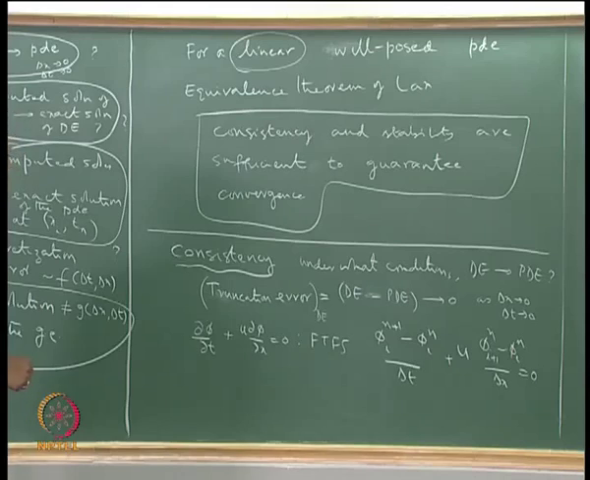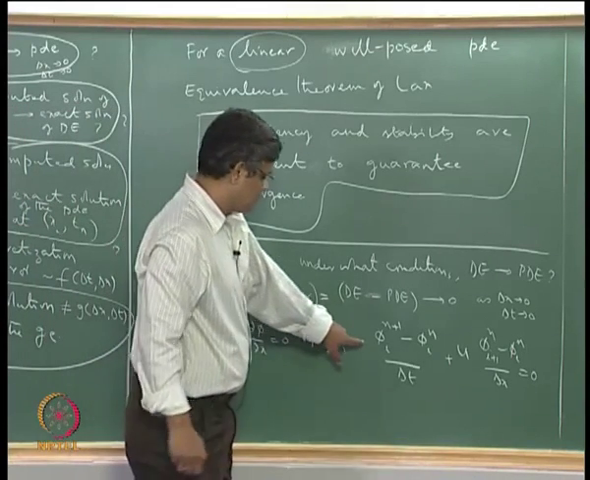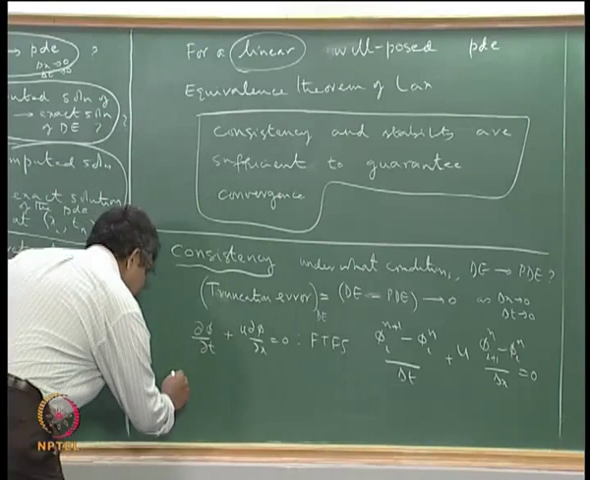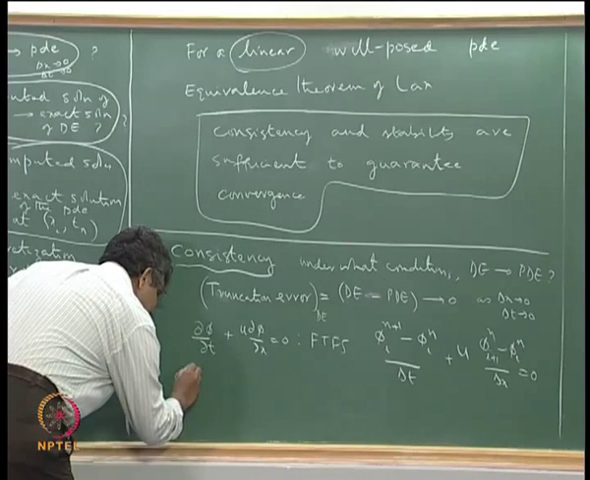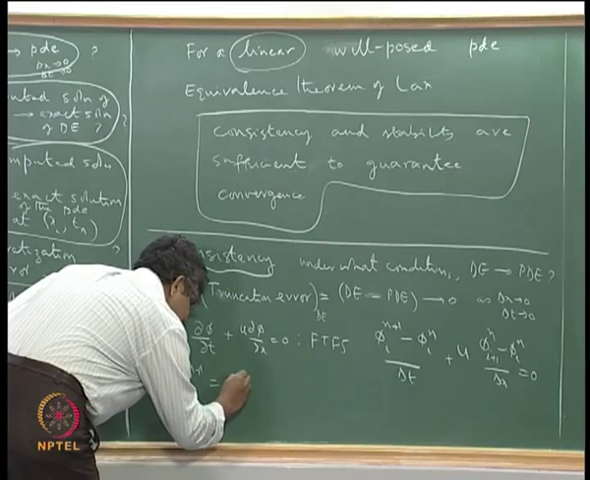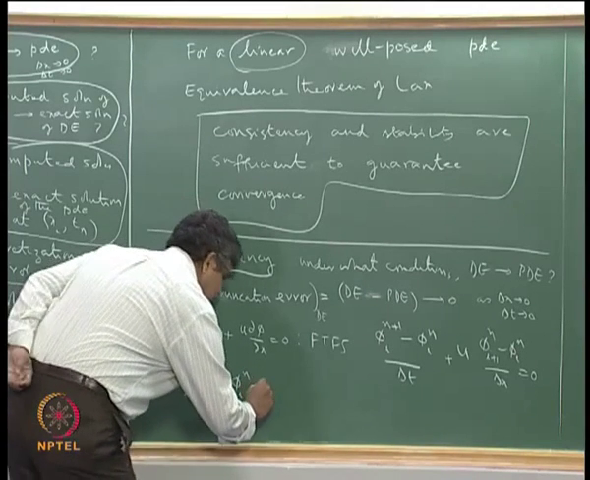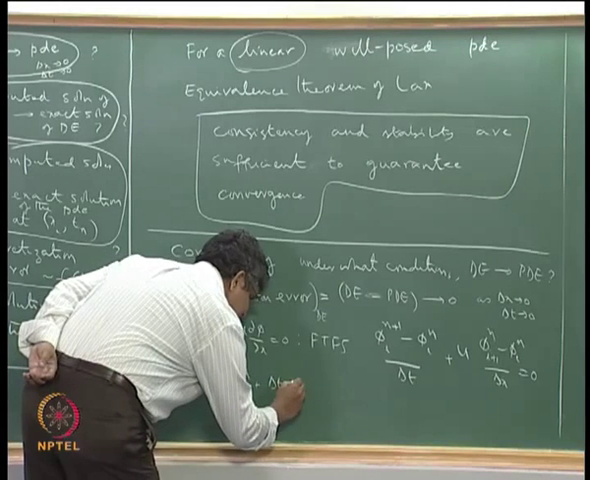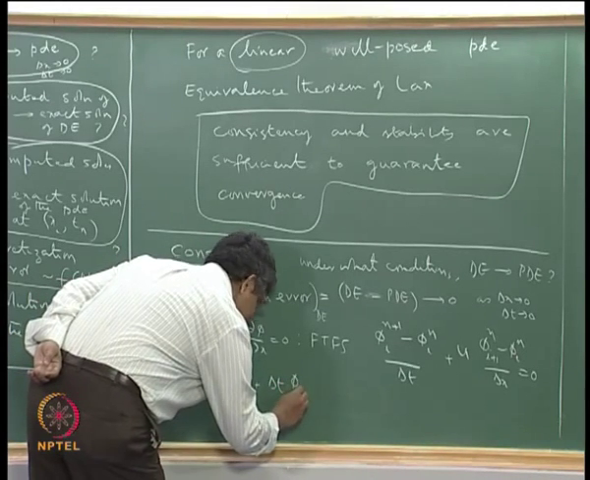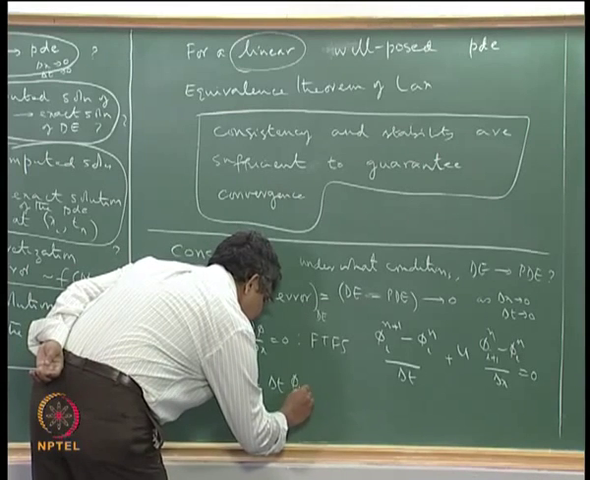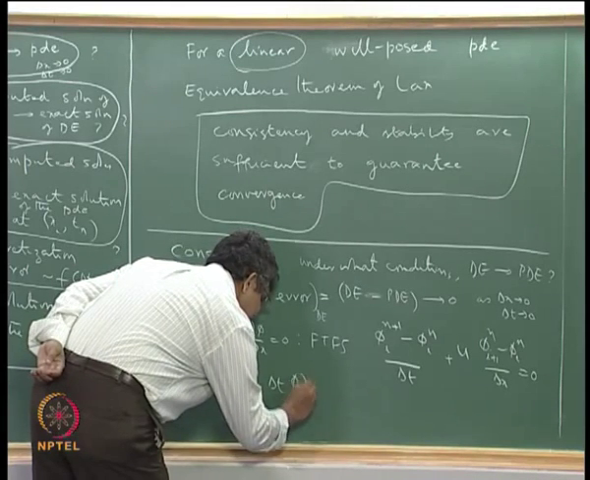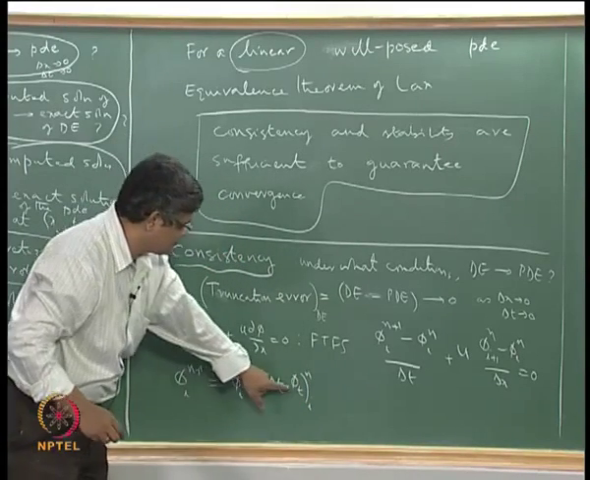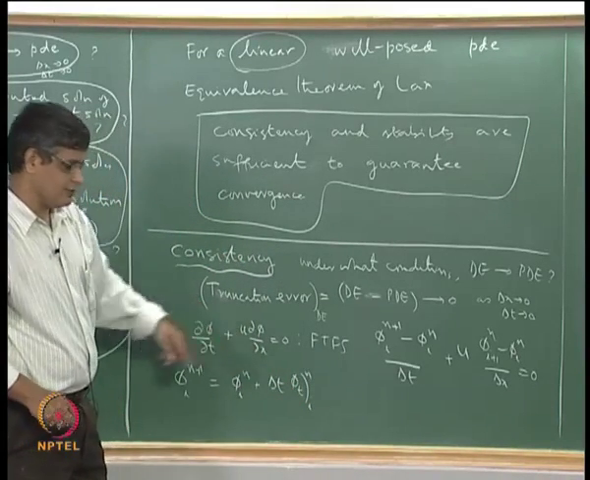Okay. Now, this is an approximation, a first order approximation, and that results from the expansion of phi at i, n+1 as phi at i, n plus delta t times phi_t at i, n, where phi subscript t is actually ∂phi/∂t.